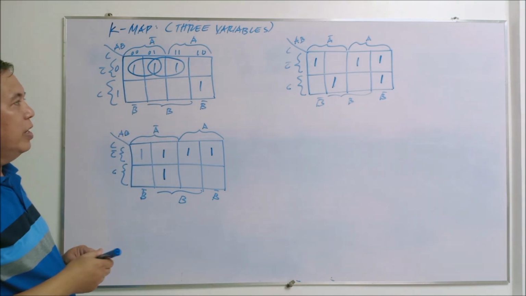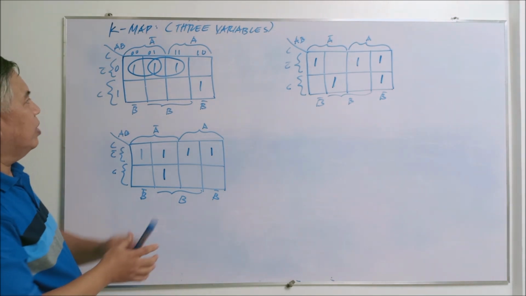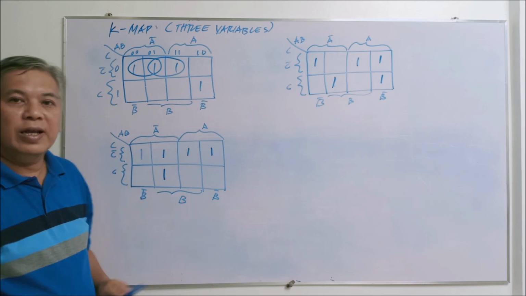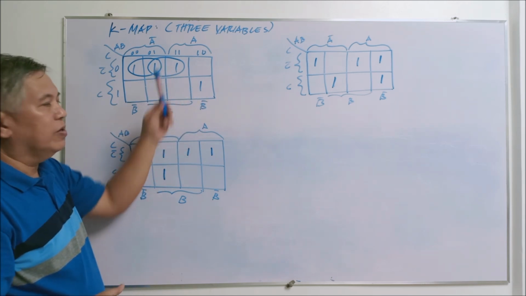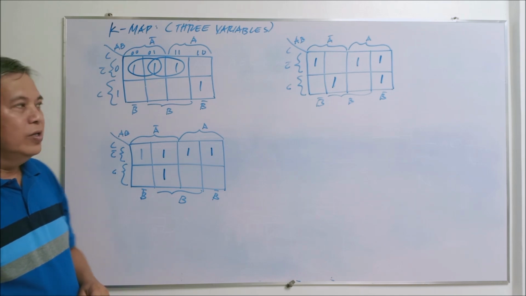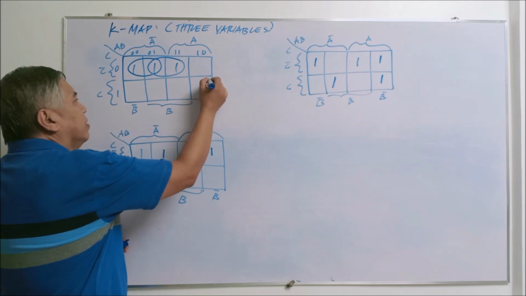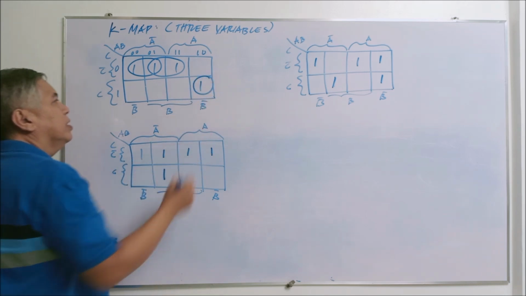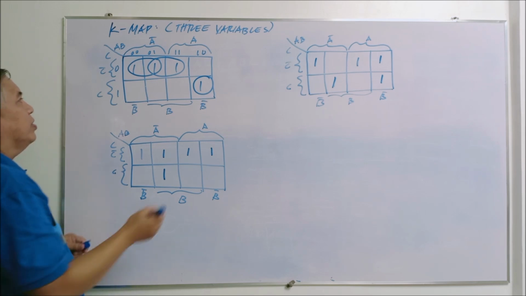Okay? Then, is there other 2 adjacent cells? This one here and this one here are not adjacent. Okay? So they cannot be grouped as 1. So since there are no more 2 adjacent cells, this one here belongs to a single group. So what will be our equation?